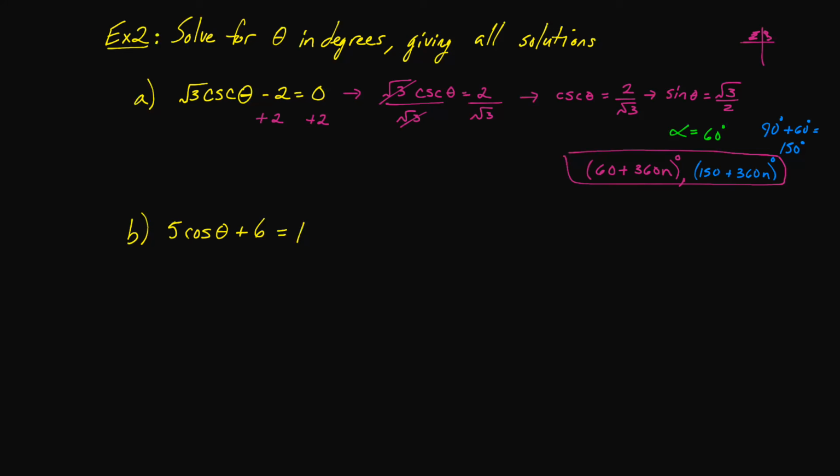The first thing you want to do is make sure you move everything to one side before you do your trig function, or your inverse trig function. So you're going to do minus 6, minus 6. You're going to get 5 cosine theta is equal to negative 5. And then you're going to divide by 5, divide by 5. Actually, I should show that crossed out. Same here. And here you're going to get cosine theta equals negative 1.